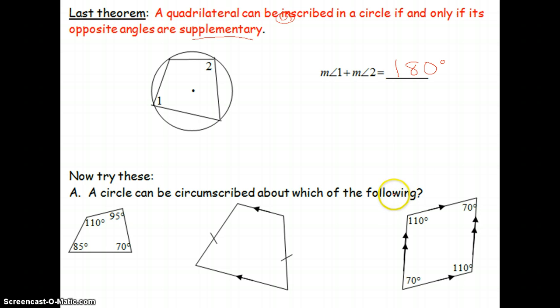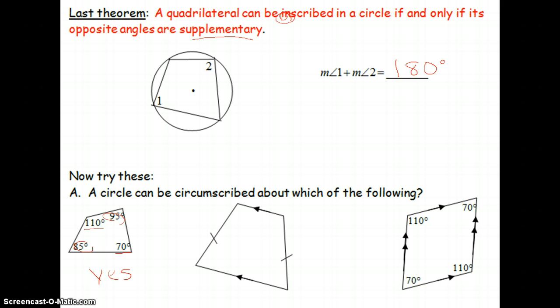Let's try the few below. A circle can be circumscribed about which of the following? So let's look at this first one here. We see we've got 110 and 70 as opposite. Those sum to 180. Then we have 95 and 85, which also are opposite and sum to 180. So yes, that is possible for our first diagram.